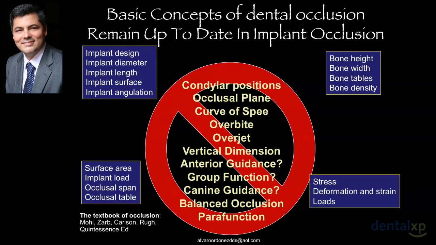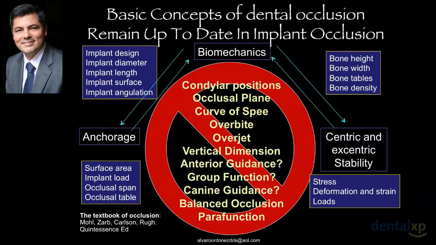How much surface area do we want, and how much implant load do we really want to give to that specific reconstruction? What kind of occlusal span are we going to build into a restoration, and what kind of occlusal table? We're going to have some stress, there's going to be some deformation and strain, and there are going to be loads definitely. So how are we going to make everything work together on behalf of that patient? So it's important to understand that there are aspects related to biomechanics, there are aspects related to anchorage, there are aspects related to centric and eccentric stability, and all these aspects need to be integrated so we have a nice physiologic functioning of the craniomandibular system.